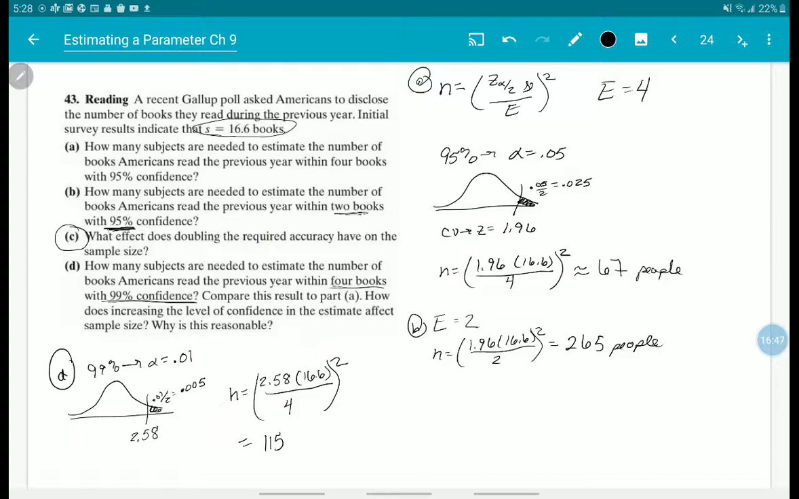So if we wanted to compare this to part A, we increase that confidence interval, which means that we had to increase that sample size. We went from a 95% confidence interval to a 99% confidence interval. So you can see all those relationships going on between the confidence interval and how big the sample has to be versus how you want that error to change. So there's lots of relationships between here.